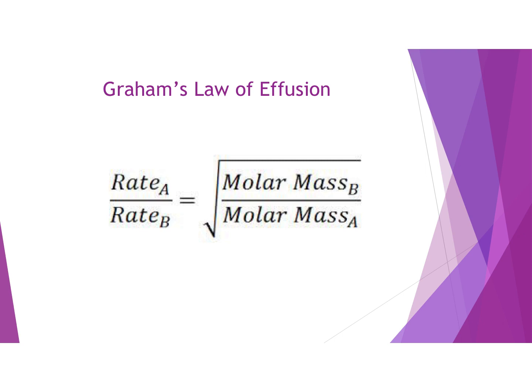All right, so that brings us to Graham's law. You do need to write down this equation. Graham's law: rate A divided by rate B is equal to the square root of molar mass B over molar mass A.